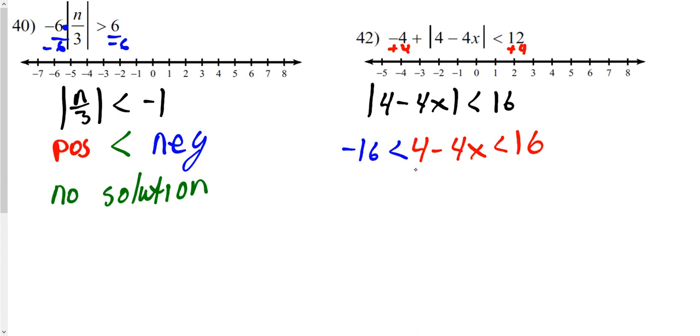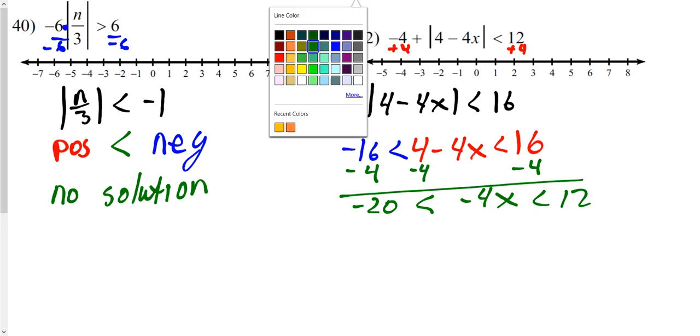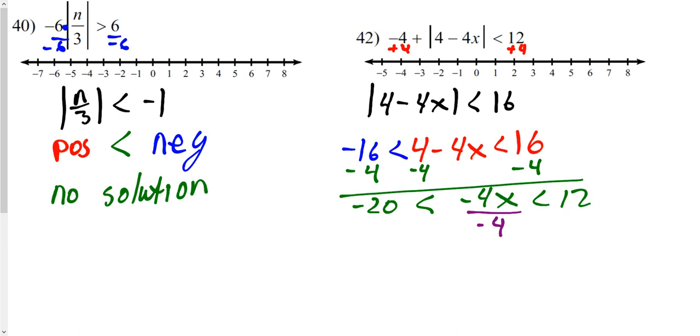And then we've got to finish solving this. We'd undo our positive 4 by subtracting 4 from everything. We get negative 20 less than negative 4x is less than 12. And then we finish this by dividing everything by negative 4. Now, remember, when you divide by negative 4, you need to switch your inequality signs.